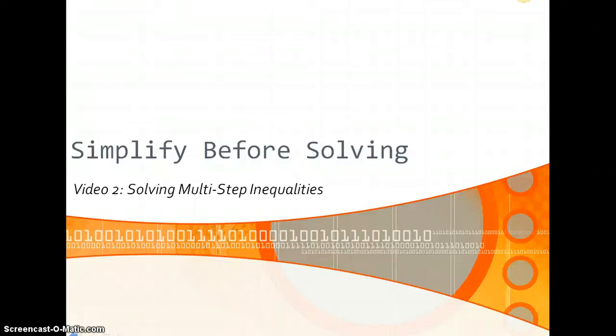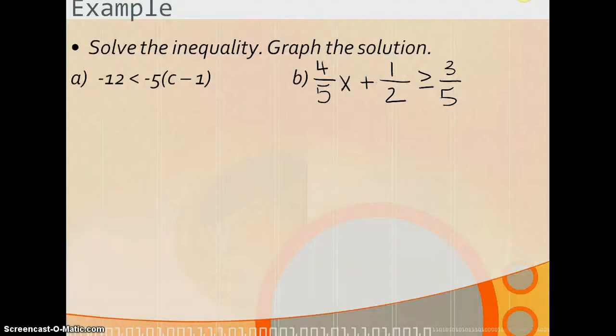This is video 2, solving multi-step inequalities, simplifying before solving. So the example says to solve the inequality and then to graph the solution on a number line. So A is negative 12 is less than negative 5 times the quantity C minus 1.